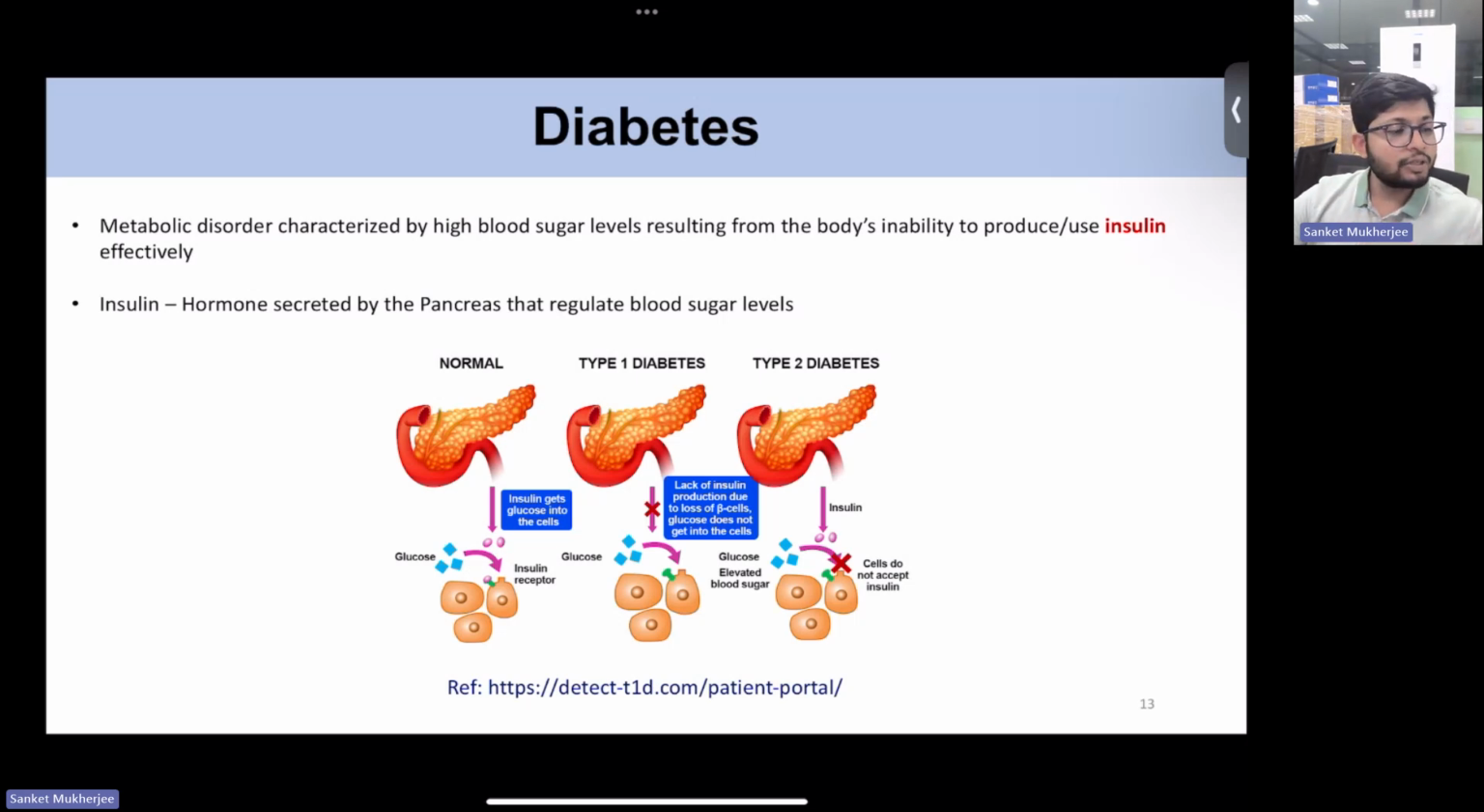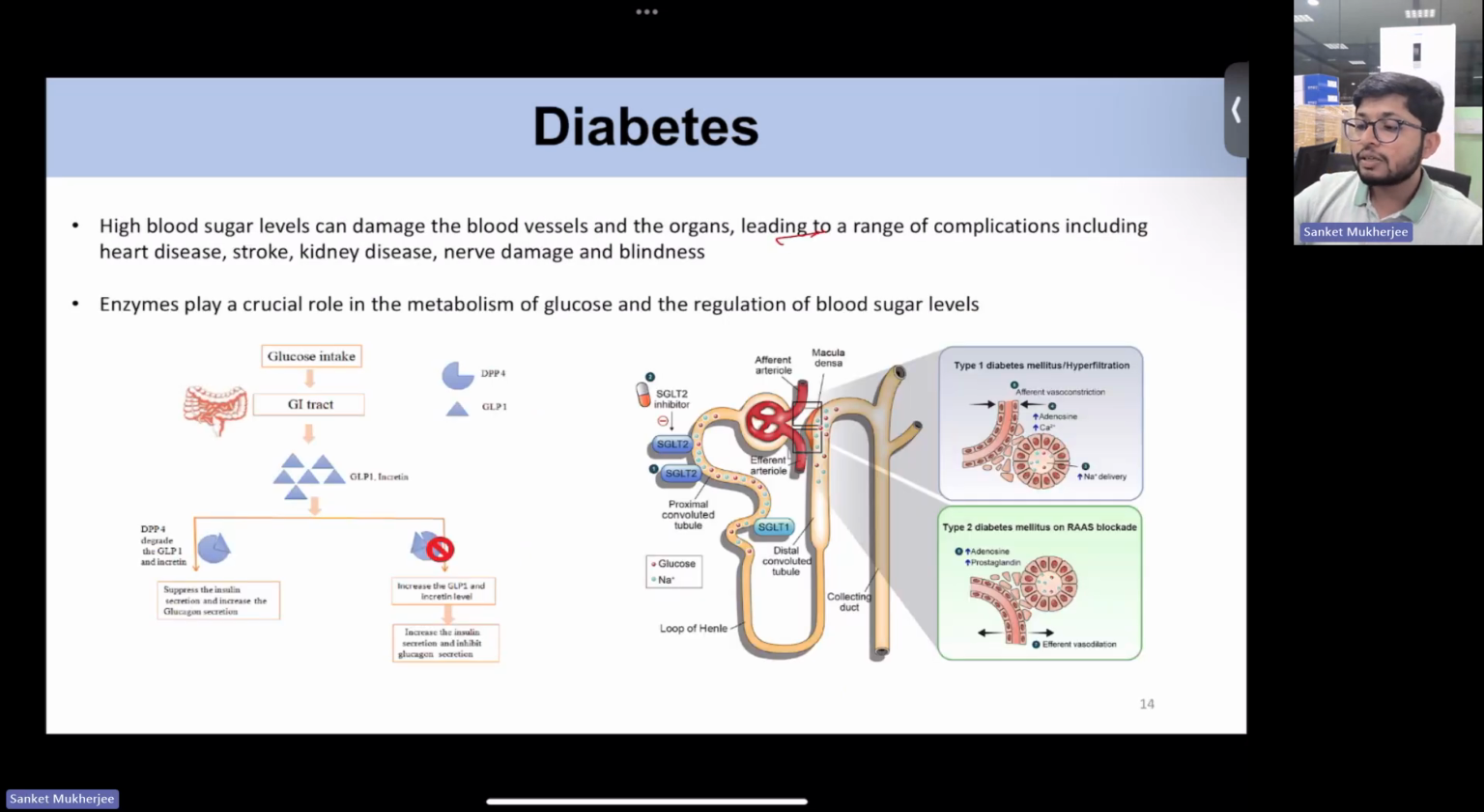Now, high blood sugar level can damage the blood vessels and the organs, leading to a range of complications, including heart disease, stroke, kidney disease, nerve damage and blindness.